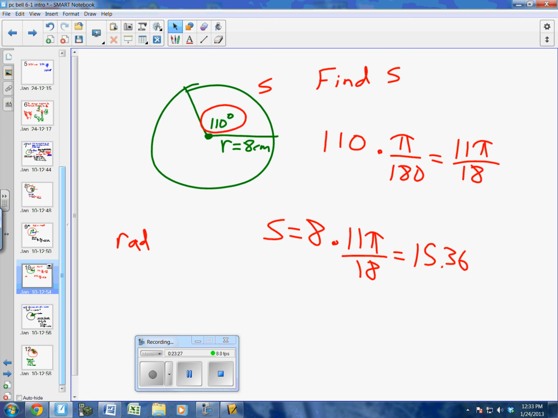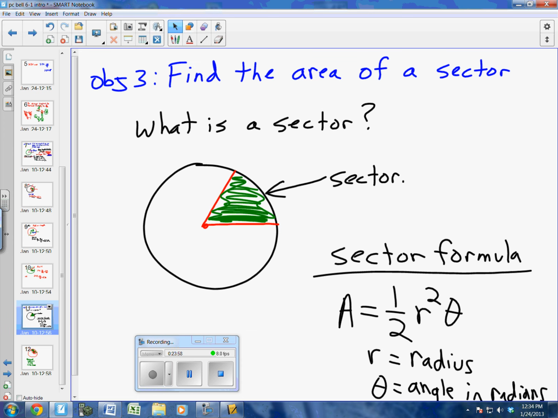We have one more thing left. We've now done the first 2 objectives. The last objective is to find the area of a sector. Does anybody know what a sector is? That is right. It's kind of like the shape of a piece of pizza or pie, right? Okay. So right here, you guys find the area of a sector. Well, what is the sector? It's that green shaded area.